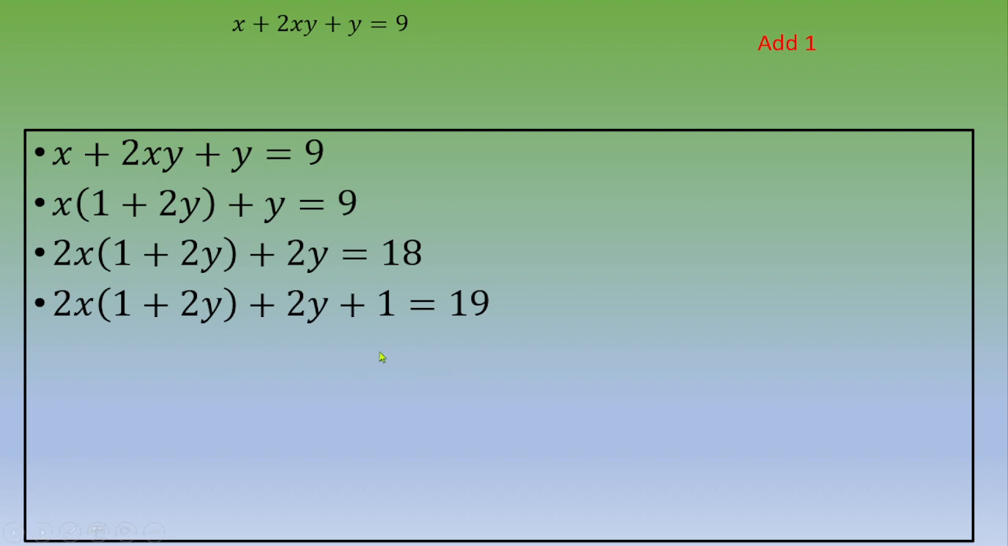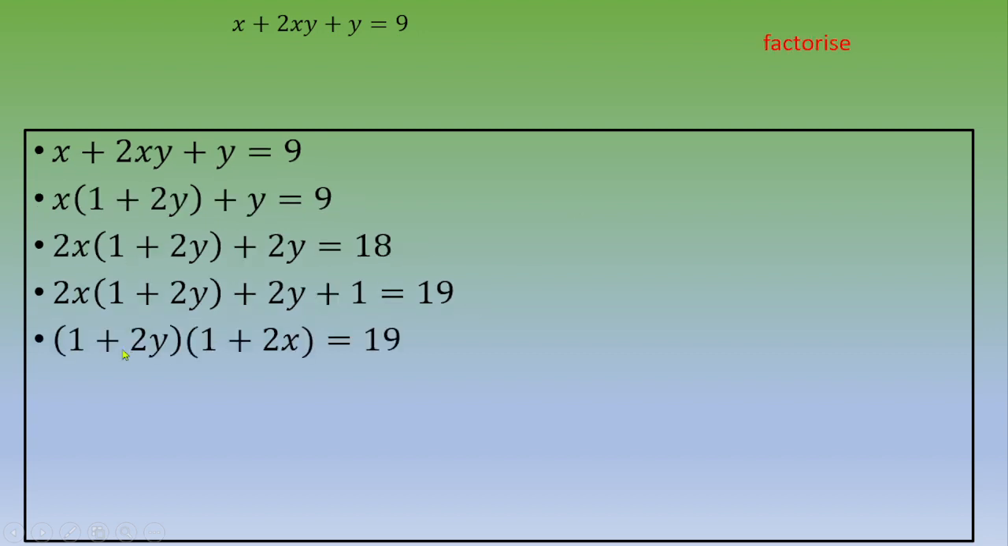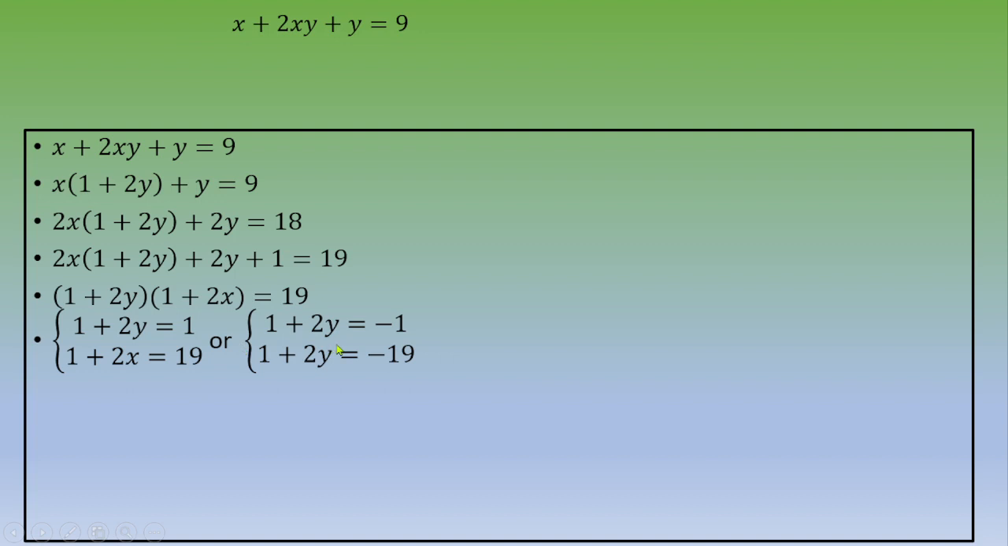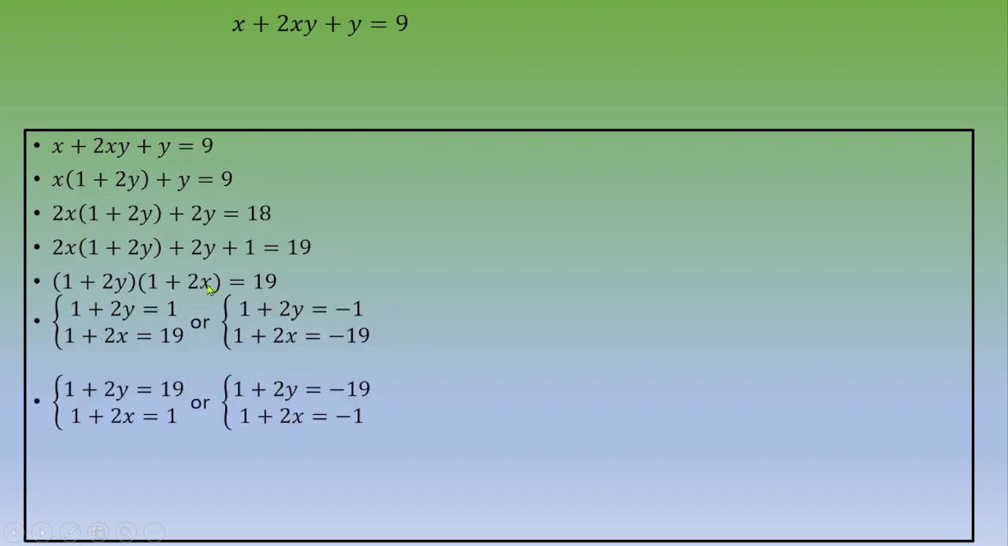So now you've got another common factor, so you can factorize, and this is (1 plus 2y) times (1 plus 2x) equals 19. This is interesting because 19 is a prime number. So you get four solutions. First, 1 times 19. Second, negative 1 times negative 19. And the other two are 19 times 1 or negative 19 times negative 1. So you obtain four systems to solve.